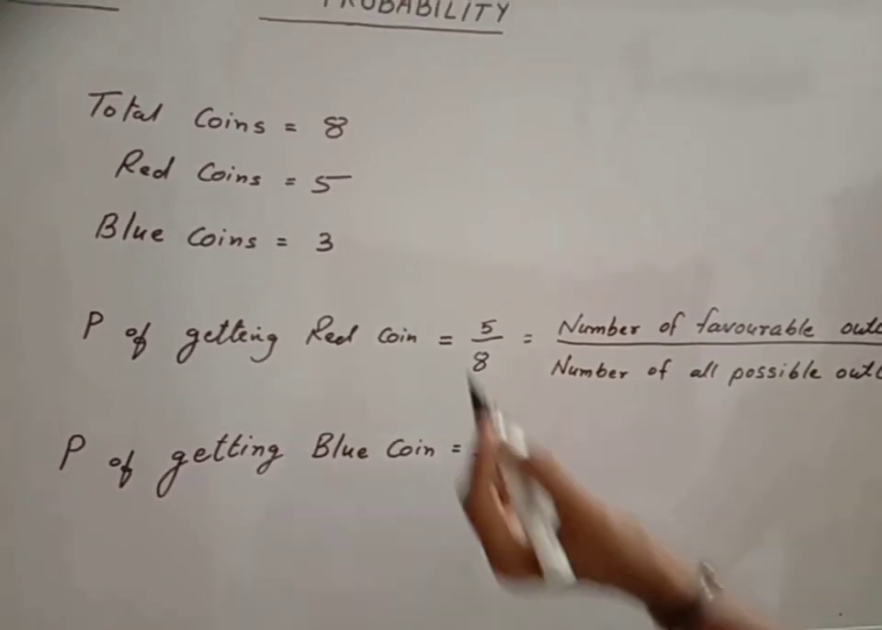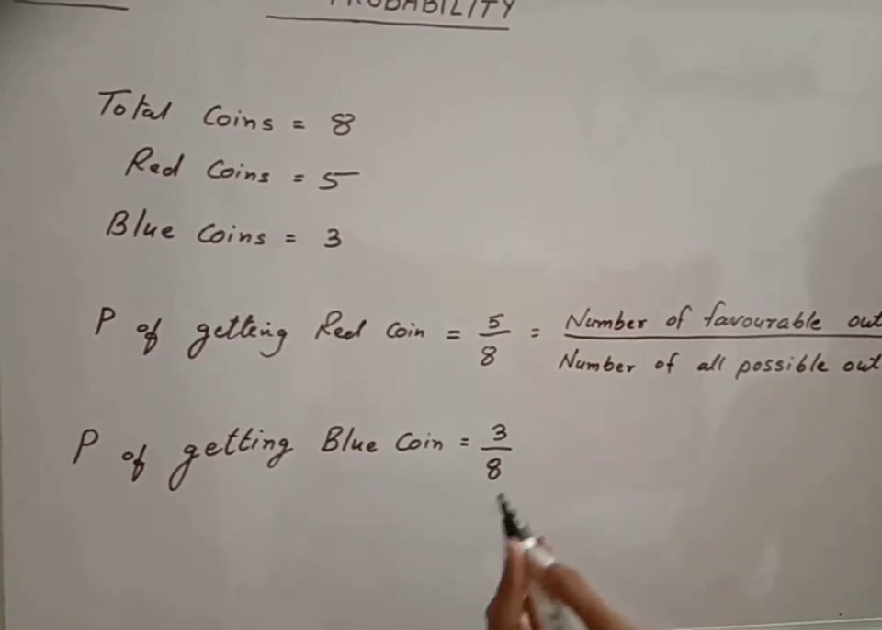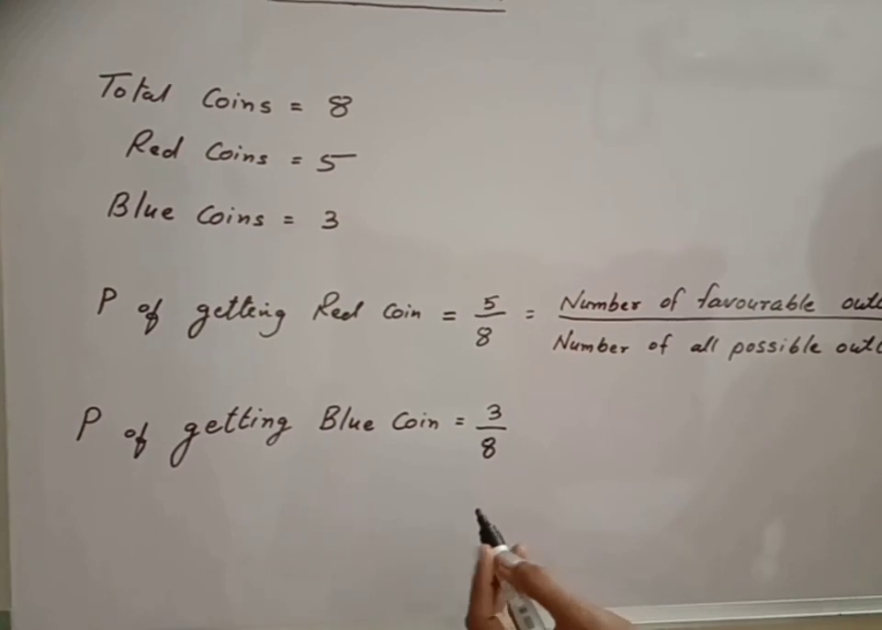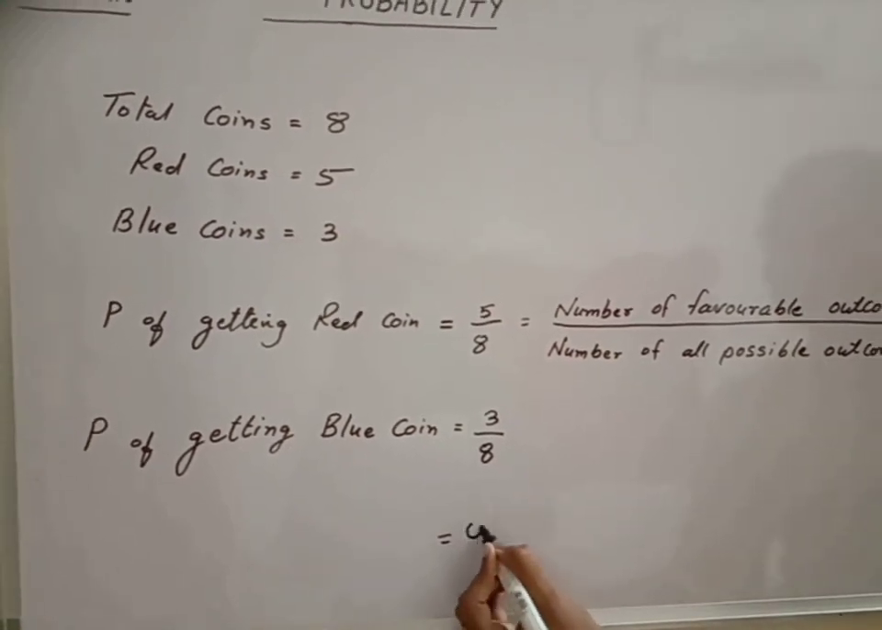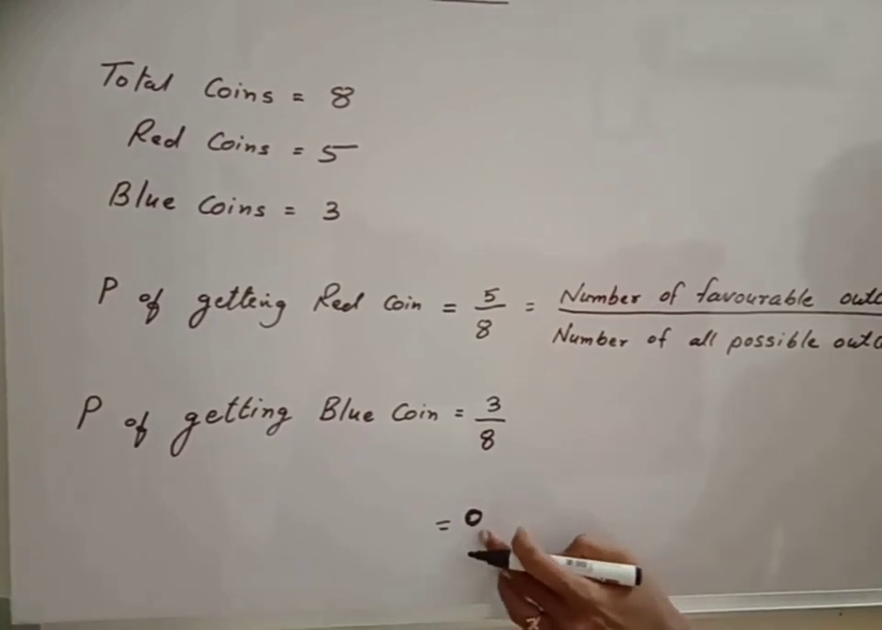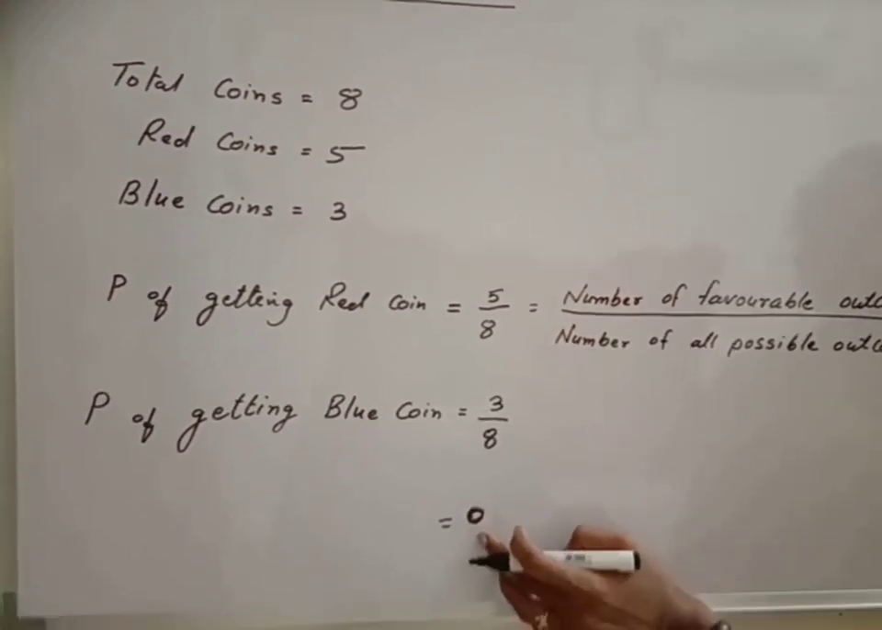Now suppose I put my hand in that box, what is the probability of getting a green color coin? The answer is 0 because there is no green coin in that box. So the probability of getting any other color is 0.